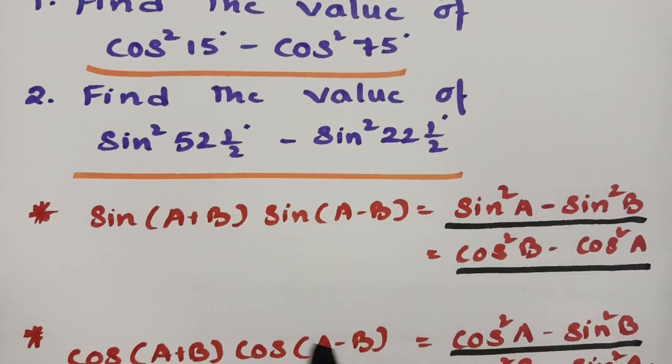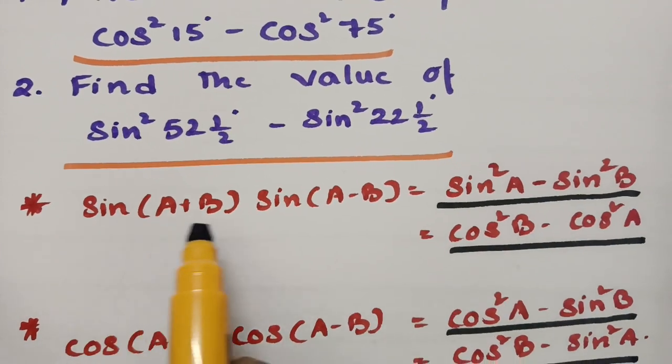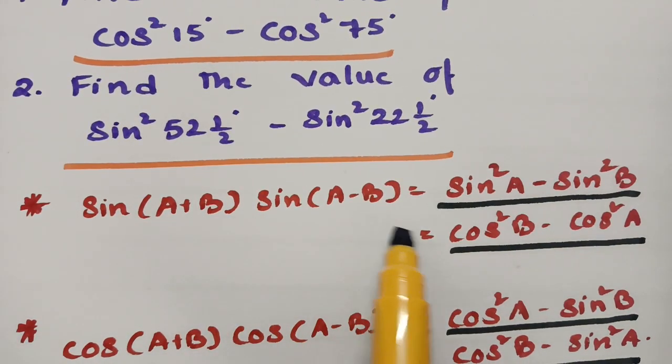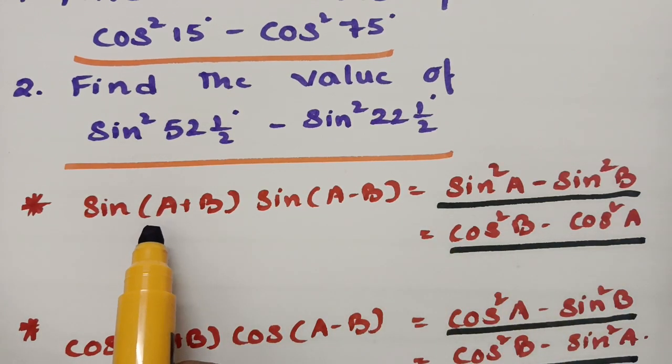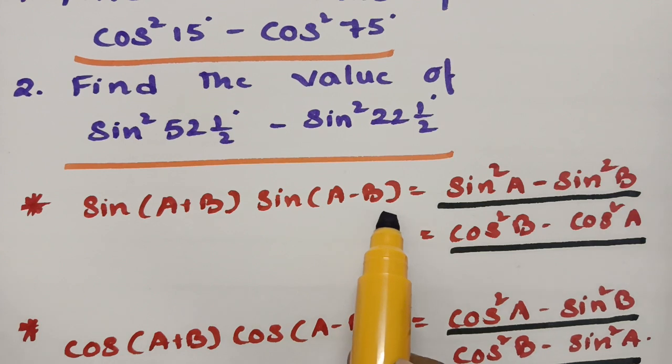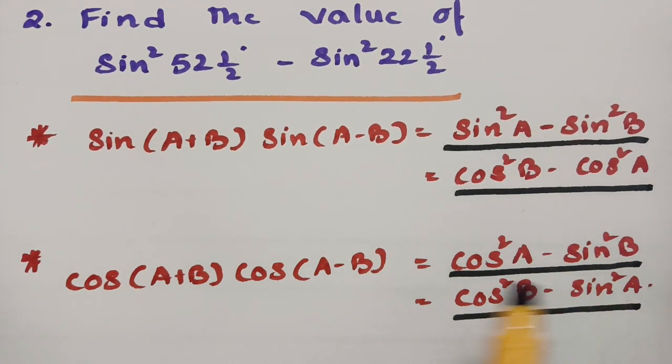So here are the formulae, that is sine square a minus sine square b can be written as sine of a plus b into sine of a minus b. And again, cos square b minus cos square a can be written as sine of a plus b into sine of a minus b. And here, cos square a minus sine square b can be written as cos of a plus b into cos of a minus b. Cos square b minus sine square a can be written as cos of a plus b into cos of a minus b.